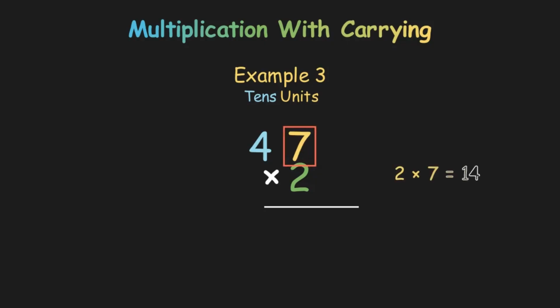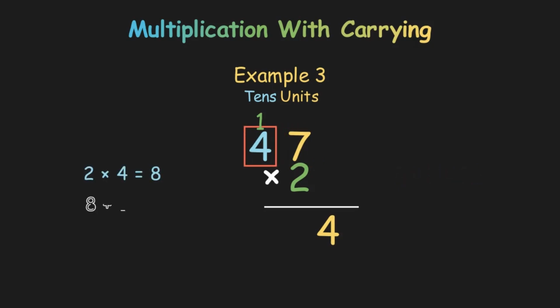Multiply 2 by 7, and that gives us 14. We write down 4 in the units column and carry 1 to the tens column. Next, we multiply 2 by 4, and that gives us 8. Then we add the carried number 1, making 9. Therefore, 47 multiplied by 2 equals 94. Fantastic work. Superstars! You are learning multiplication with carrying step by step like real math champions.